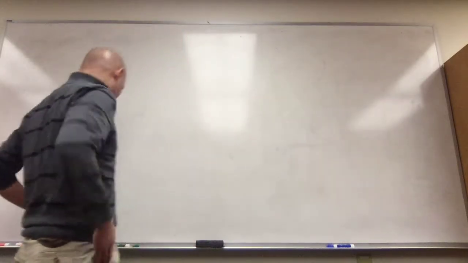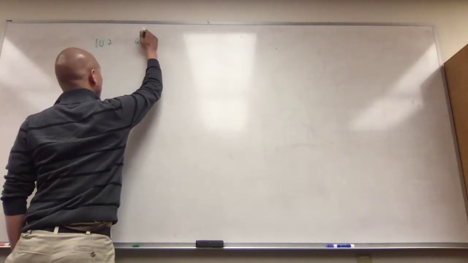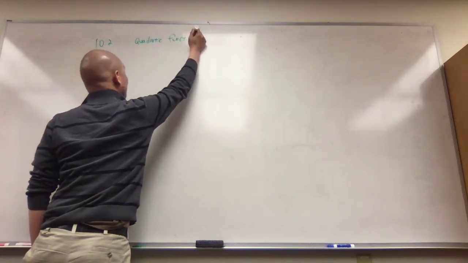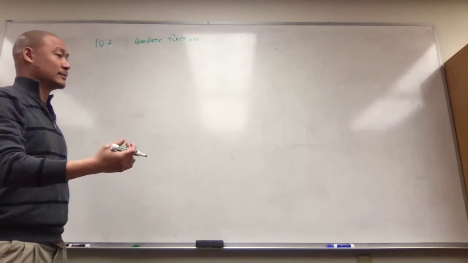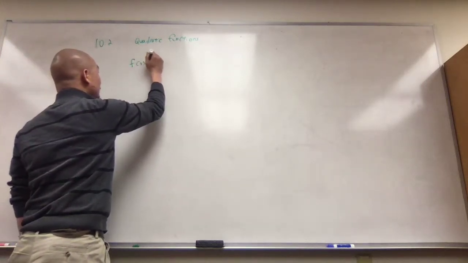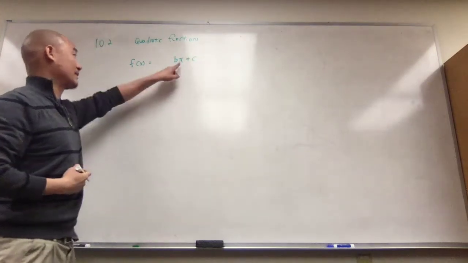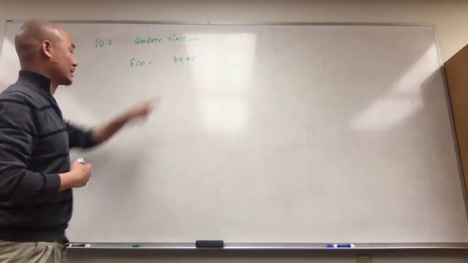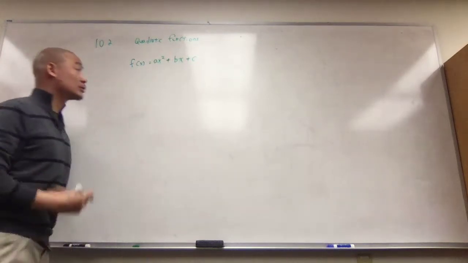Hello, so we're going to start section 10.2, which is on quadratic functions. Quadratic functions are similar in idea to linear functions, except with linear functions you just have a bx plus c part. So you have a constant part and an x with a power of 1 with a coefficient. And to make it quadratic, we add on an x with a power of 2.